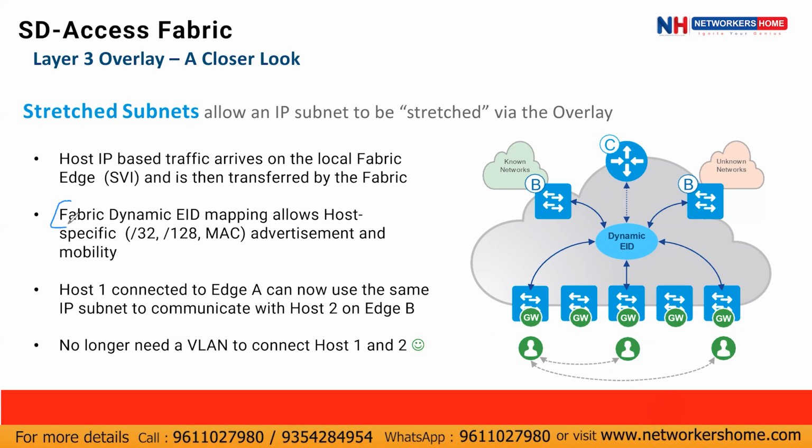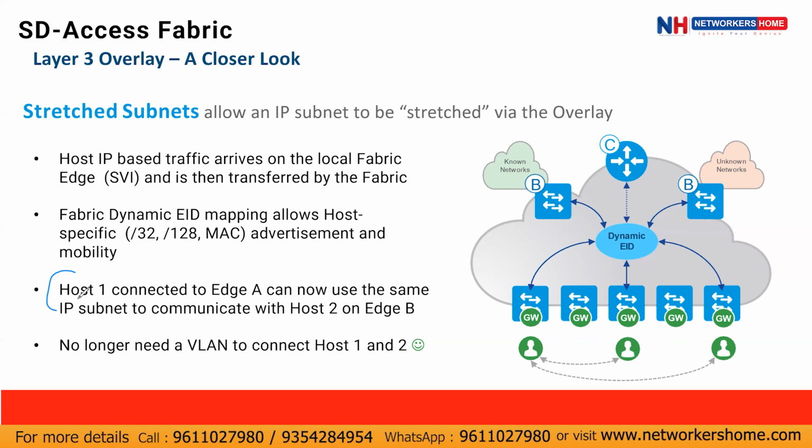The fabric dynamic EID mapping, as I told you: any time a specific endpoint connects, it will make the entry as the /32 IP address rather than entering the entire subnet. And if it is IPv6, it will be /120. So this makes the mobility part easier in the fabric, and we keep track of everything. When a specific host moves to another switch, the control plane knows that this specific endpoint is now connected to another edge switch and has disconnected from this specific switch.